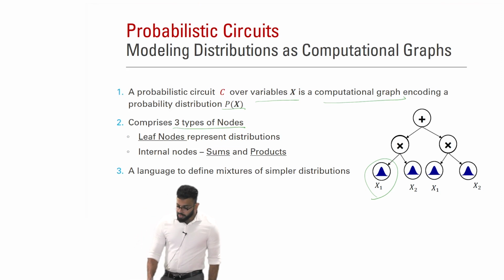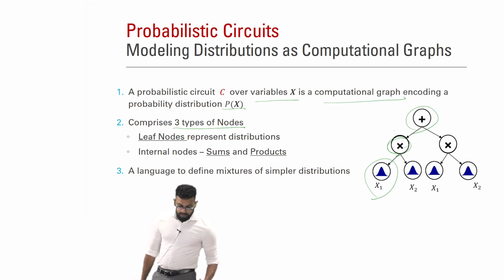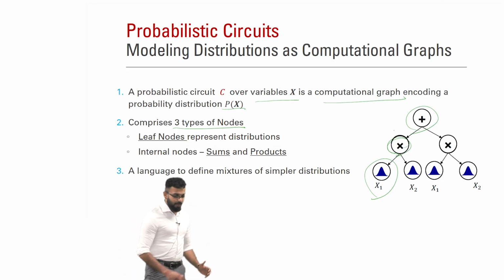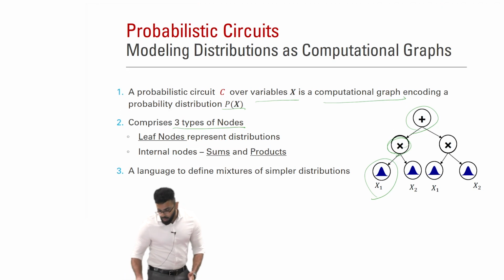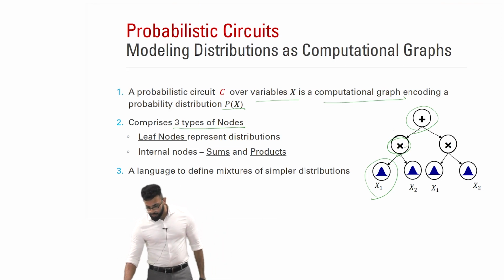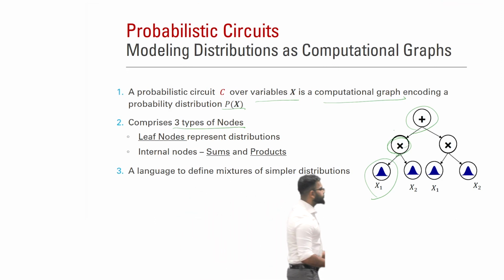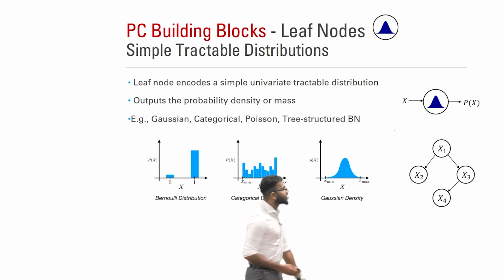Now, the internal nodes in this graph are sums and products. This is product, this is sum. What a probabilistic circuit does is it defines a language to define what are called mixtures of simple distributions to compute a complex distribution. Let's look at each of these types of nodes in a bit more depth. At a very high level, you're starting with three types of nodes, and you're building a model from this as a computational graph that approximates your complex distribution, starting from some simple distributions.